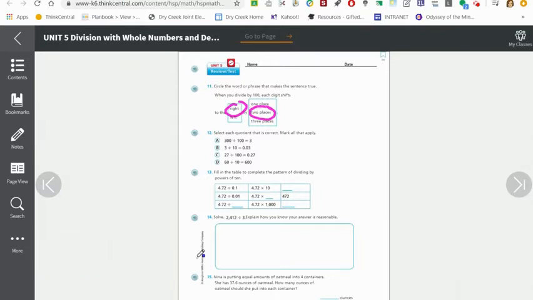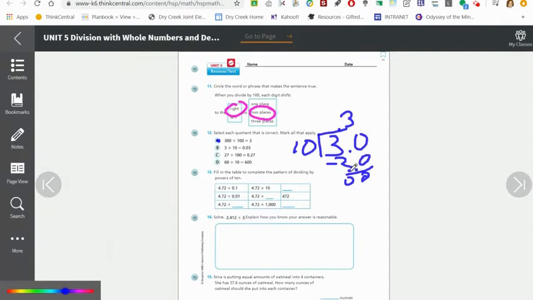Okay, number 12, select each quotient that is correct. Mark all that apply. Again, mark all that apply means there's going to be more than 1. So 300 divided by 100 is equal to 3. That's correct. I can tell because I got 2 zeros here and I got 2 zeros here. Those cancel out, so it would be basically 3 divided by 1, which is 3. So I'm going to mark A. The next one is 10 divided by 3. If I work that out, I know that B is incorrect because if I do 3 divided by 10, I know that's going to go in 3/10 of a time. So I know that is not correct.